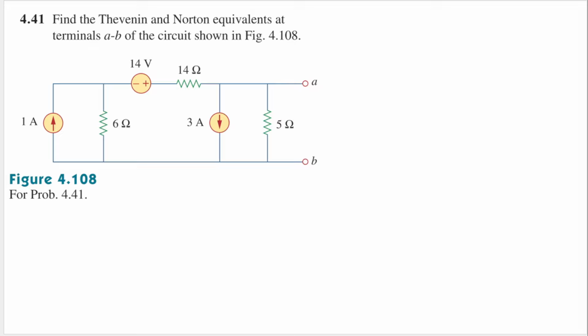Hello, my name is Ardi and let's solve this question 4.41 from Sadiku book. The question is: find the Thevenin and Norton equivalence at terminals AB of the circuit shown in figure 4.108.